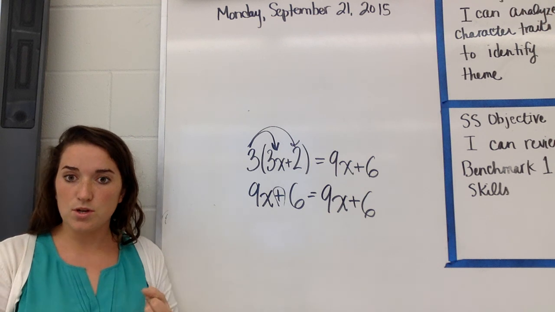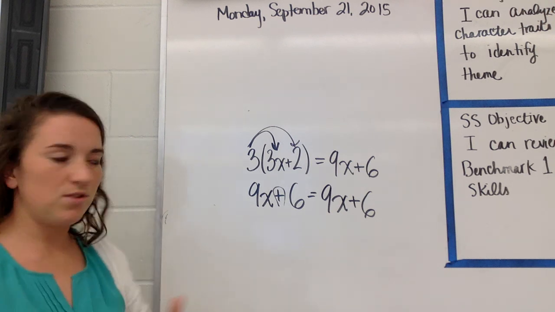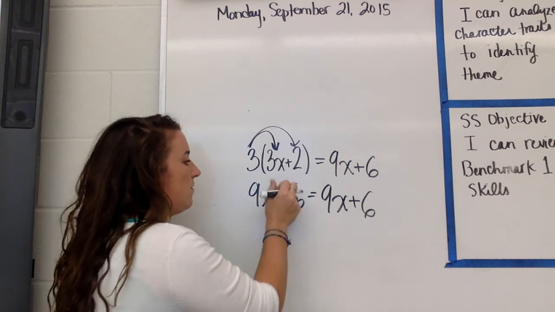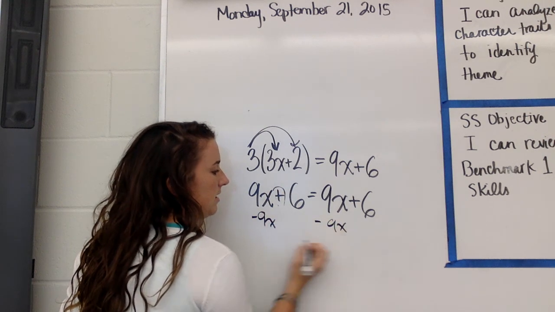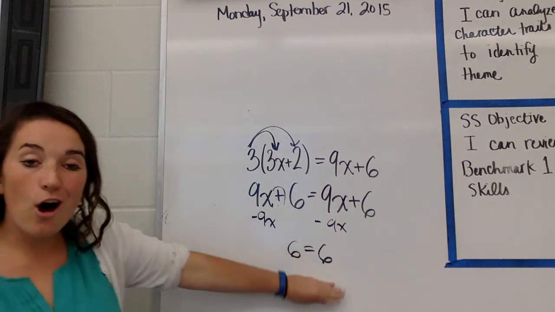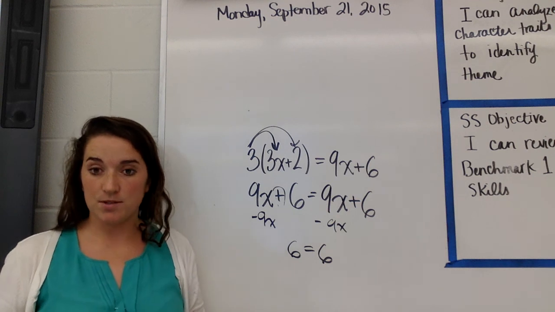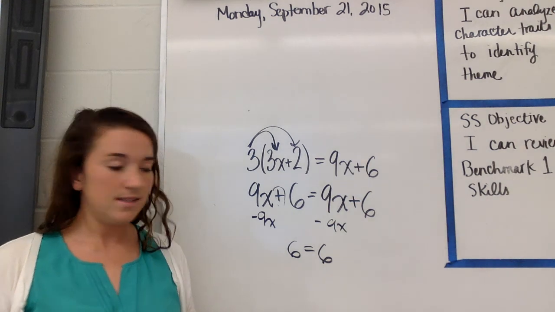Will it have one solution, no solutions, or infinite solutions? Let's continue solving just to check our answer. So if we got rid of the 9x on both sides, we'd end up with 6 equals 6. Is that always true, never true, or sometimes true? This is always true. 6 will always equal 6.